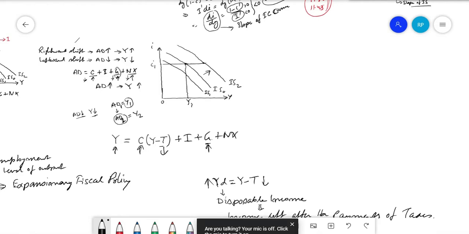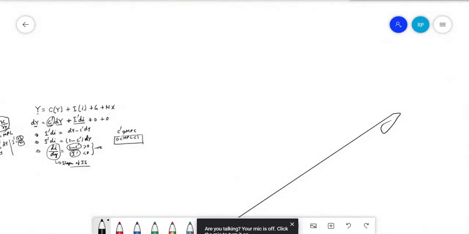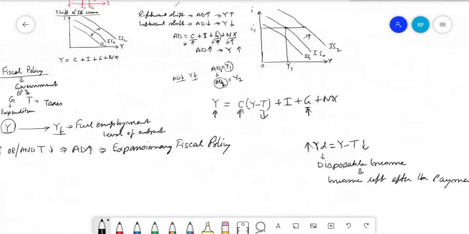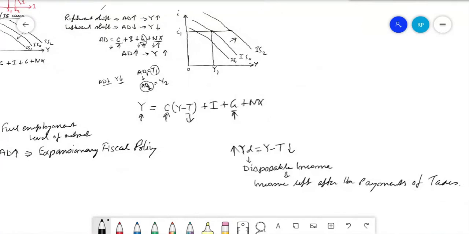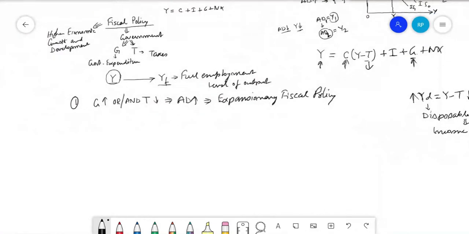I have already discussed the shifting of this IS curve. Here also, any of the components is going to increase, so the IS curve will shift rightward. So here you can take the expansionary fiscal policy. Why? Because due to expansionary fiscal policy, your aggregate demand is going to increase, and to bring your economy to commodity market equilibrium, output will also increase. So definitely you will get a new IS curve, but it will be to the right of the old one.